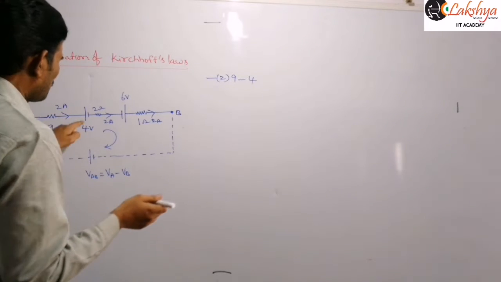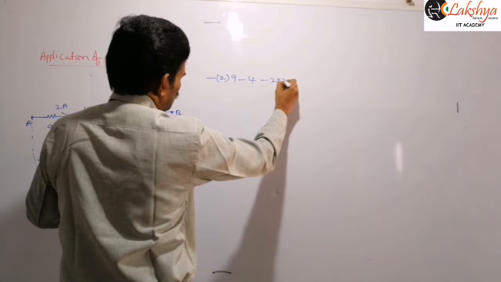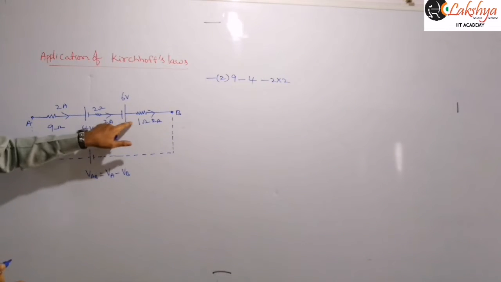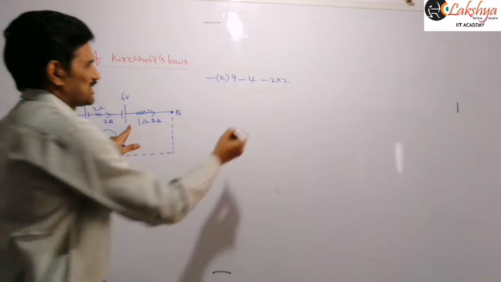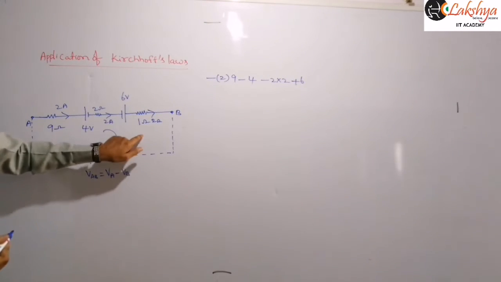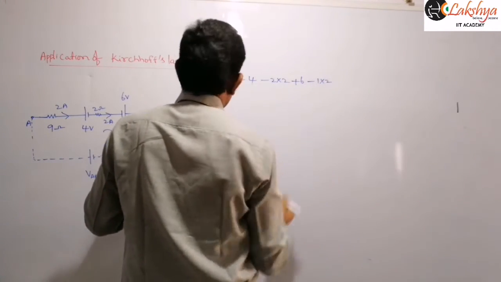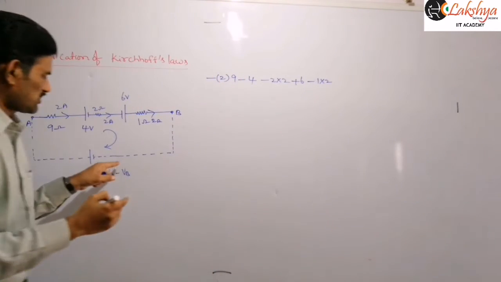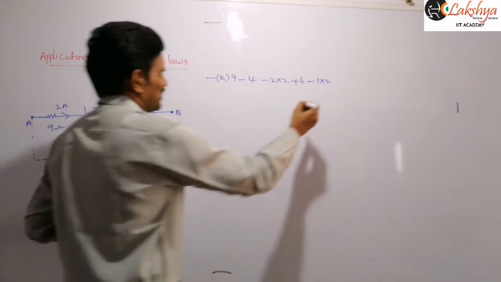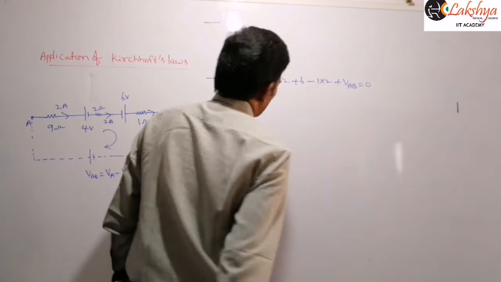And so next, that means this is 4, and next here it is minus IR, 2 into 2. Next here this cell, that means 6, and we are traveling from negative to positive, and so plus 6. And next for this resistance here, we are traveling in the direction of current, so minus 1 into 2. And next we are coming across this. So for this we are traveling from negative to positive. So it is plus VAB. So this value is equal to 0, right?